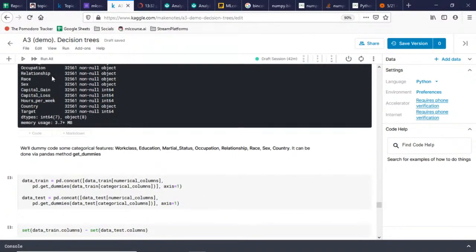Okay, so before we just prepared some data. Okay, we will dummy code some categorical features. It can be done via the pandas method get_dummies.